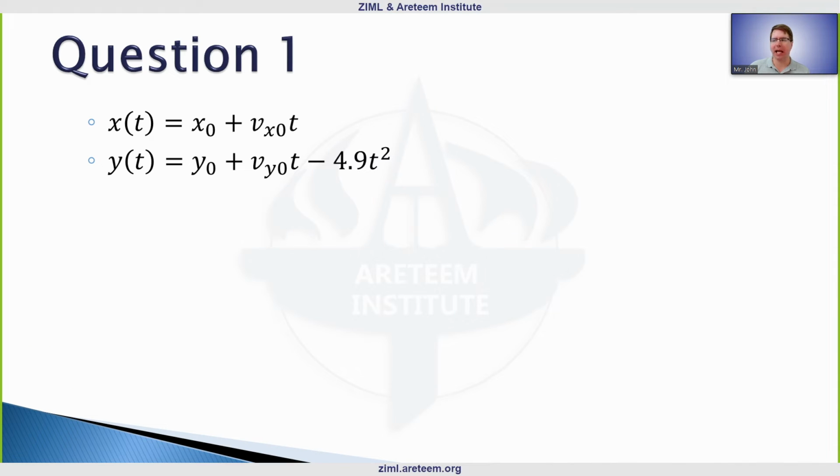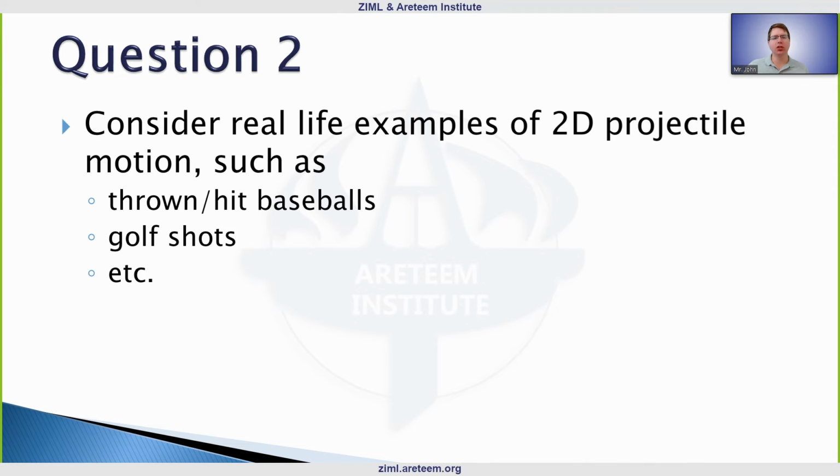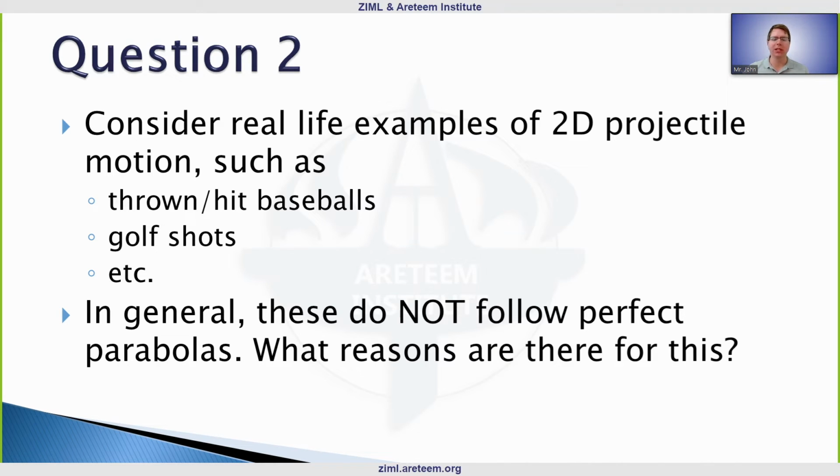So let's take a look then at question 2. Question 2 was, let's think of actual real life examples. So you have thrown or hit baseballs, golf shots, etc. Now some of these have a little bit more complications to them, but in general these do not follow perfect parabolas. So what reasons are there for this? There's a lot of them that you could think of. You could think of things like spins, both maybe golf shots and baseballs. If you think of a curveball or stuff like that, you could think of spins. We're not really going to talk about that today.